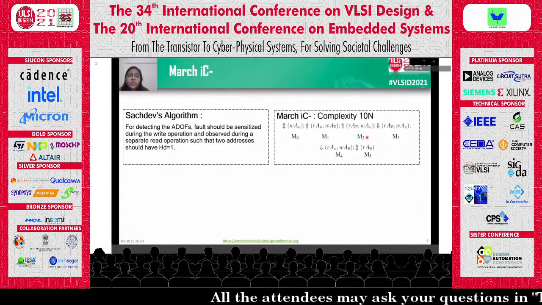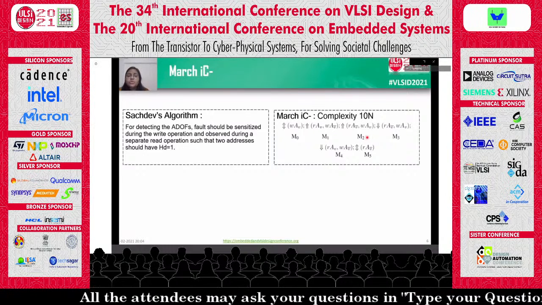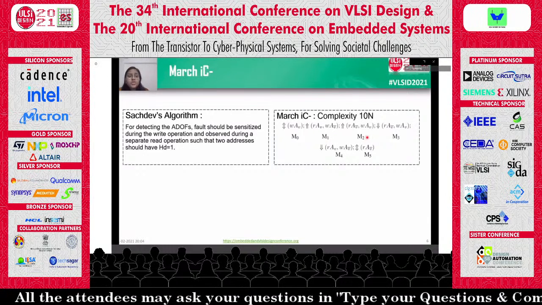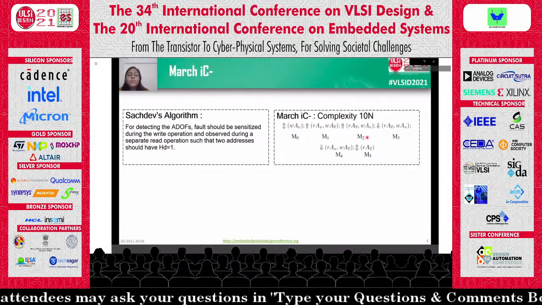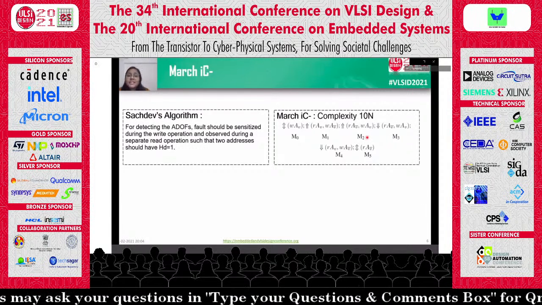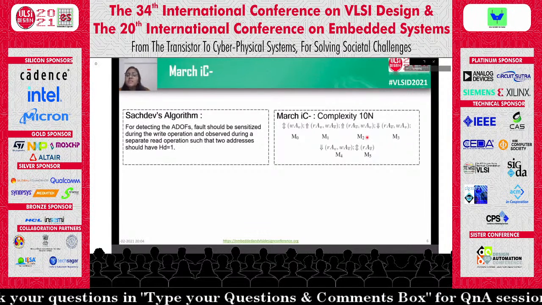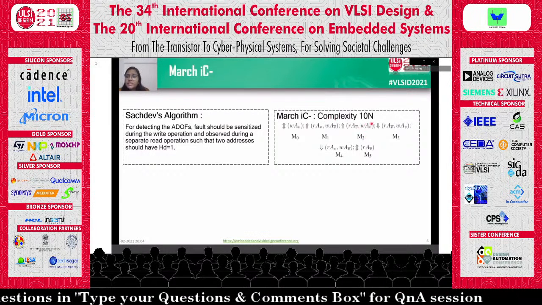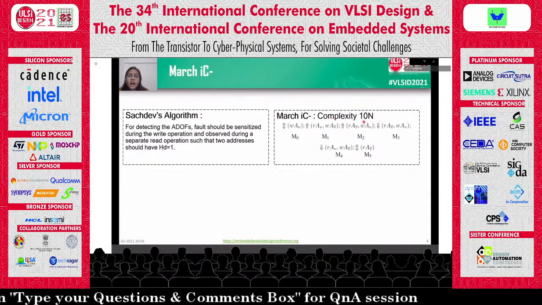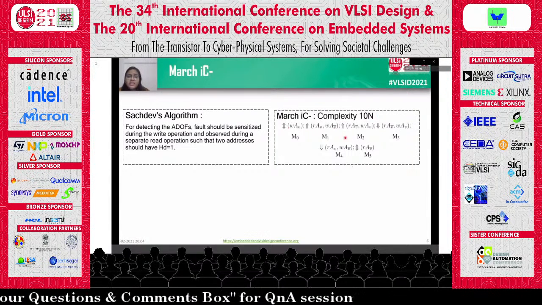To detect all those faults, March C minus is used. Our proposed reduced March C minus algorithm is based upon the March C minus algorithm. So it is essential to understand what the March C minus algorithm is, what its complexity is, how we are going to use it, and what the Sachdev algorithm is.